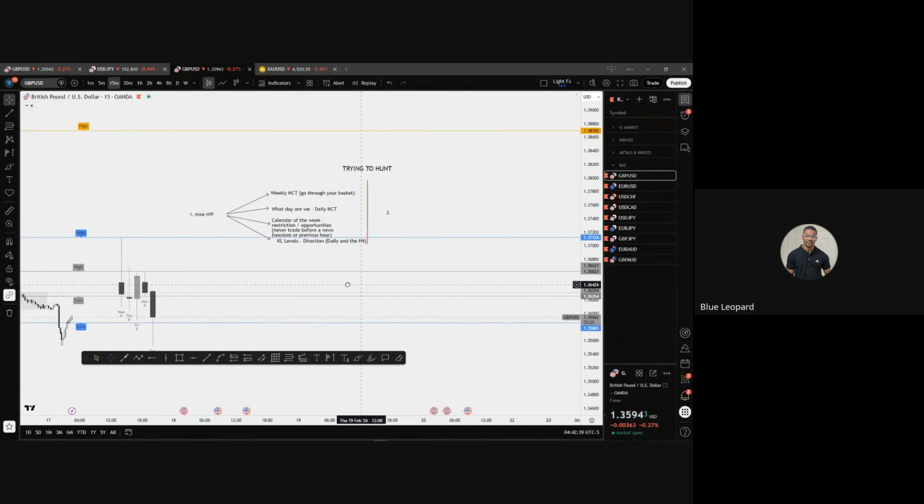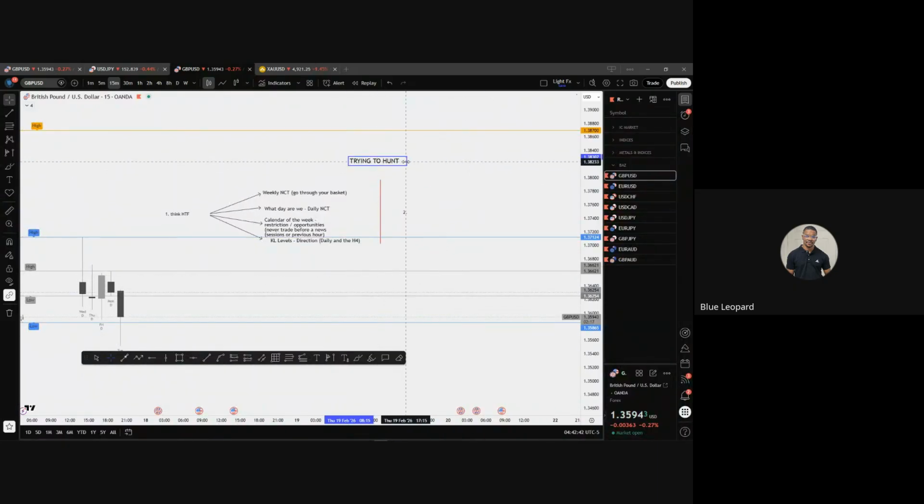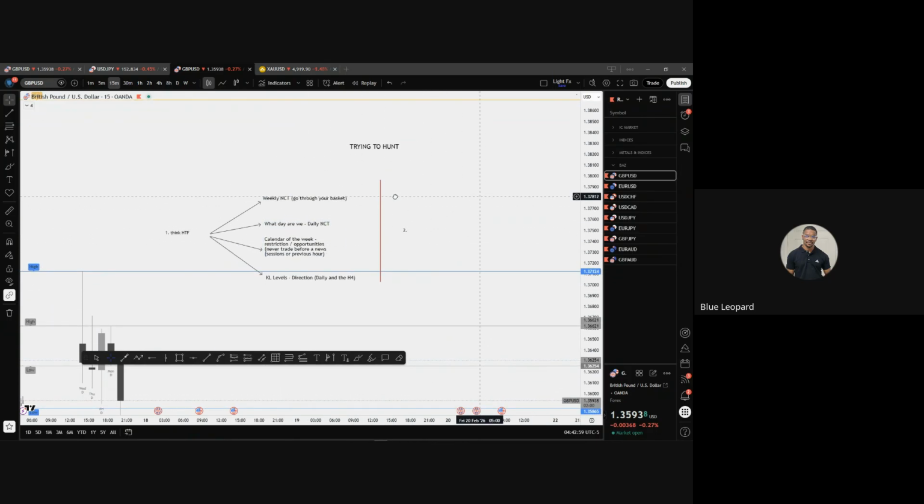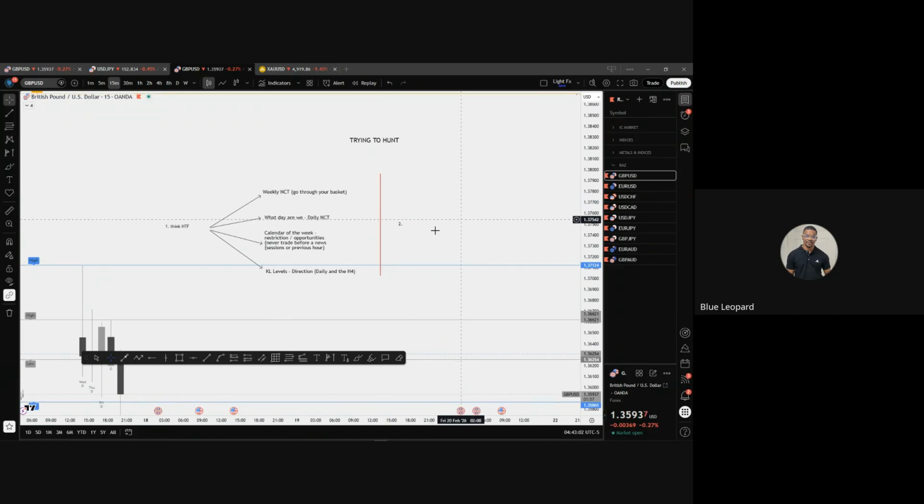Okay, so the second point I was trying to show you is how we want to try to hunt the market. All this will happen around the weekly, the daily, and the H4. Once you finish that, once you have set the direction, you know the context of the market, and you also know the key levels where price reacted, now you should focus on the behavior of each day. The first thing that you look at is your zones. The second thing that you look at is liquidity. And the third is your timings.